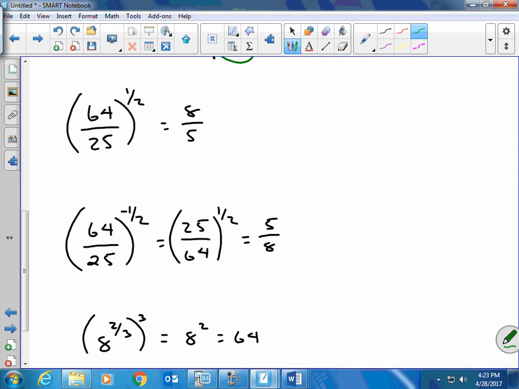Fractions with a fractional exponent. Just like you would if you had a square root. This is exactly the same as 64 over 25 square rooted. When I take the square root of a fraction, you take the square root of the top and the bottom. Square root of 64 is 8, square root of 25 is 5, and I get 8 over 5.